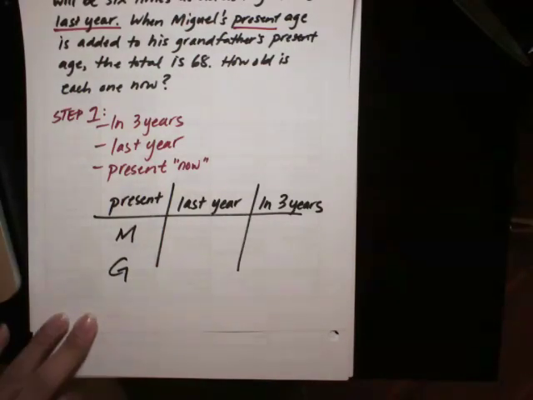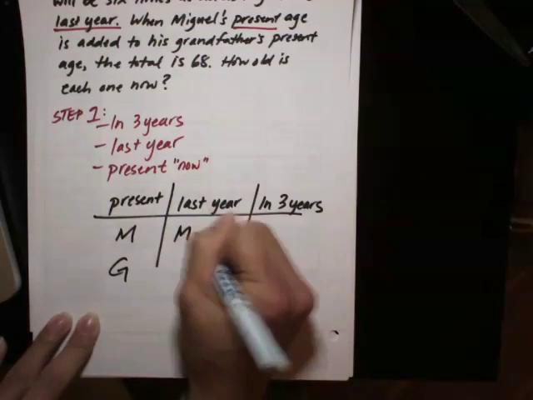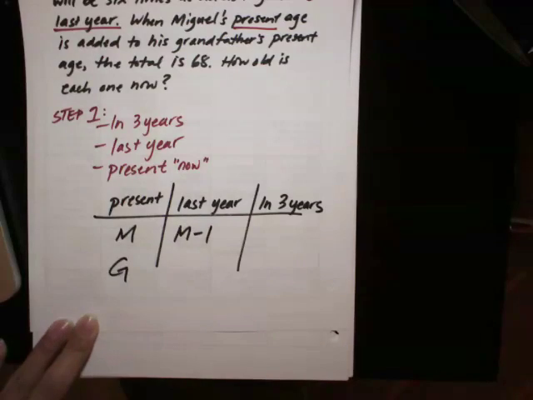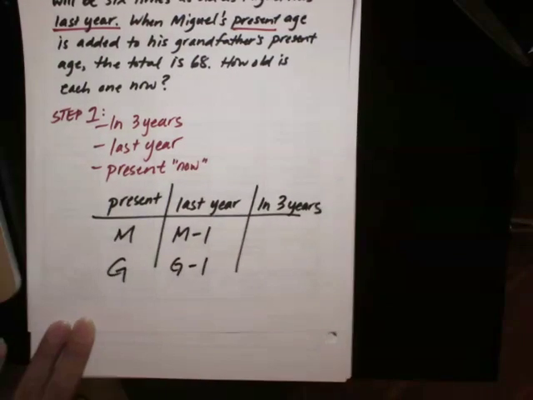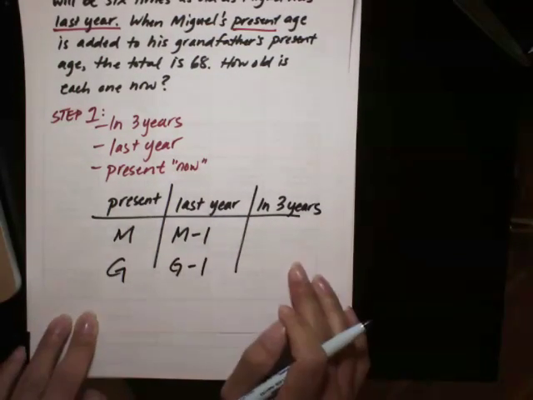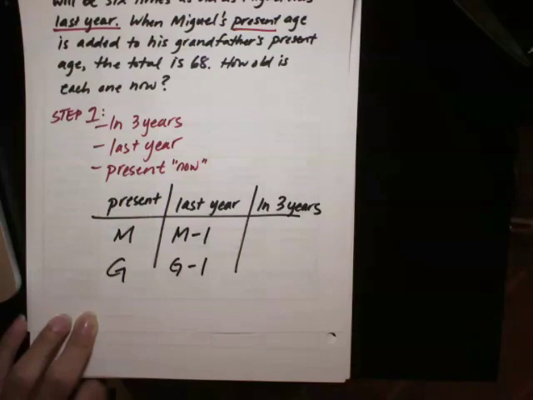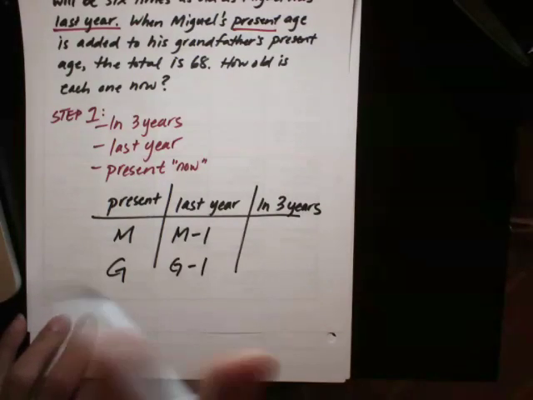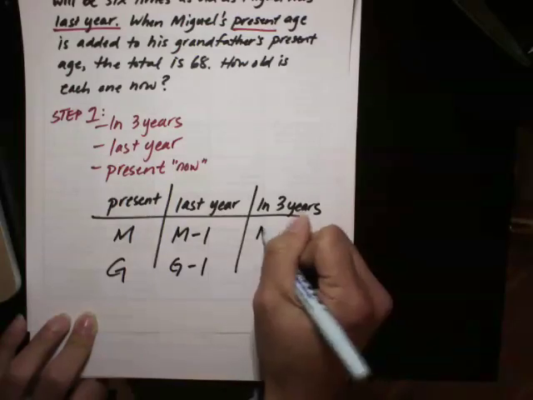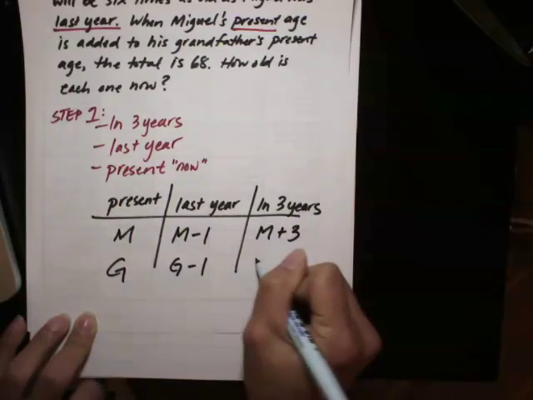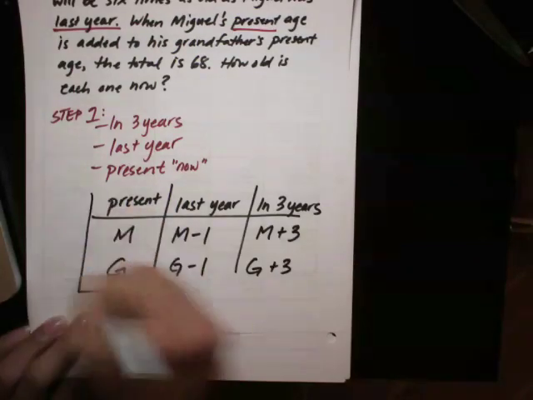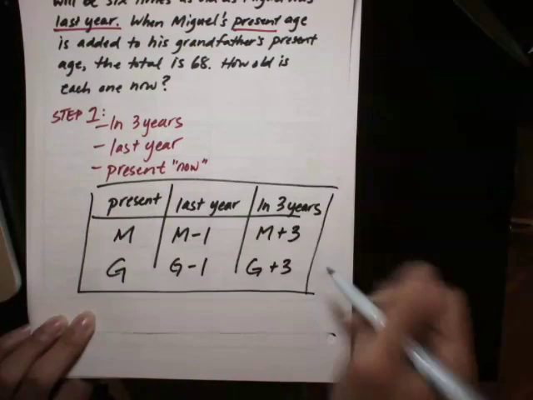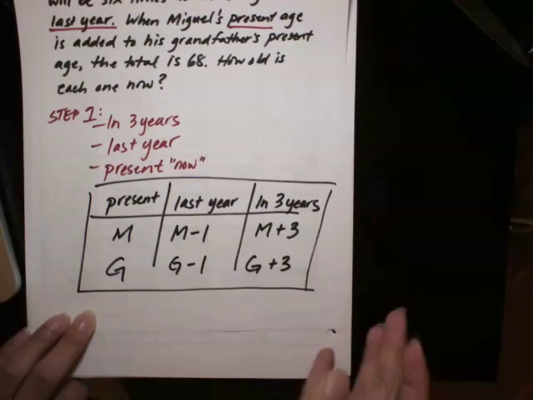Last year, well, last year, how do you know how old you are? You just take 1 away. Miguel was M minus 1. Last year, grandfather was just 1 year younger, so G minus 1. In 3 years, you would be adding 3 years to your age. And Miguel would be doing the same thing to calculate his age. Grandpa would do the same as well. So now that we have this chart, we are going to use this in order to translate our sentence or statements.